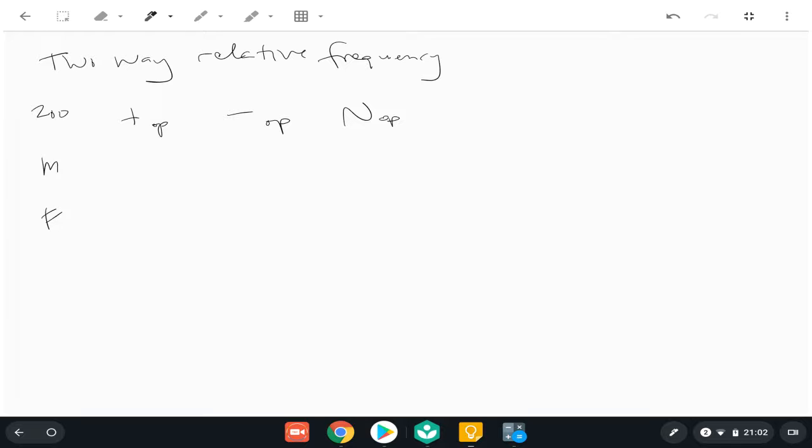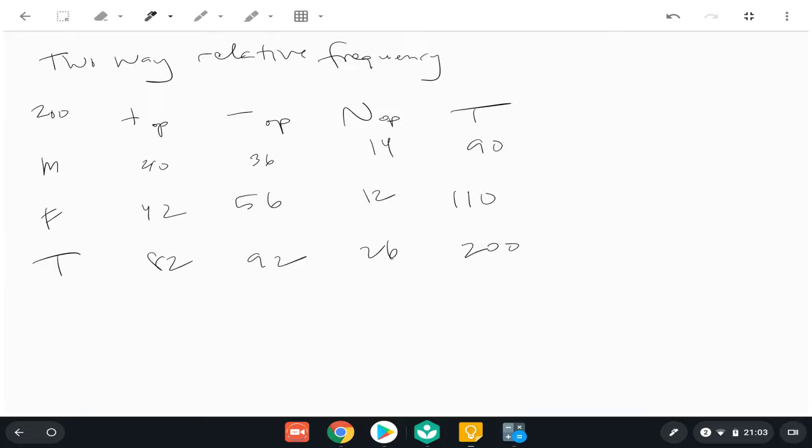We have absolute numbers over here, 40, 42, and then we have a total row of 82, 36, 56, 92, 14, 12, 26, and then we have our total row, 90, 110, and 200. So I need to find out the relative frequencies for all of these.